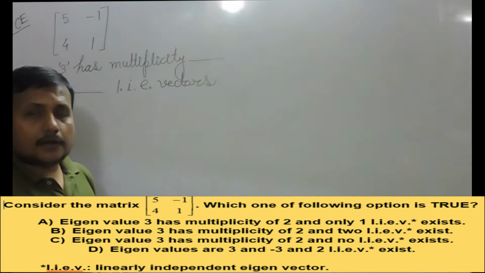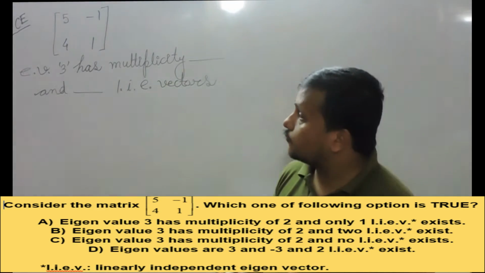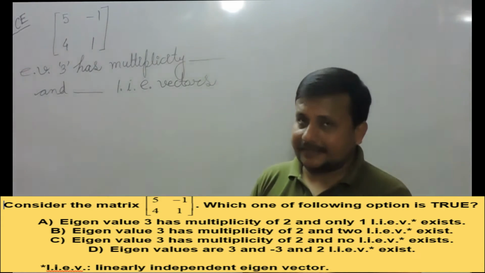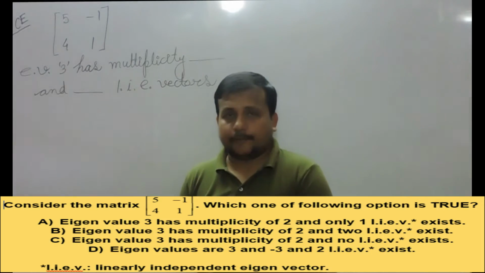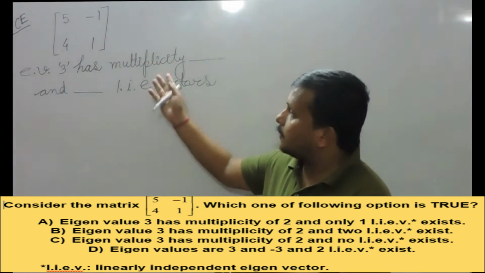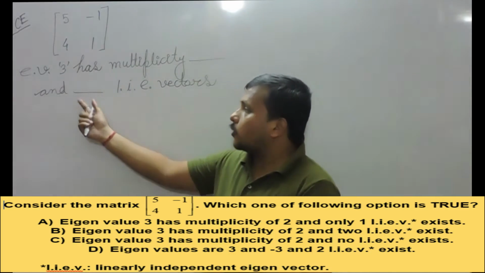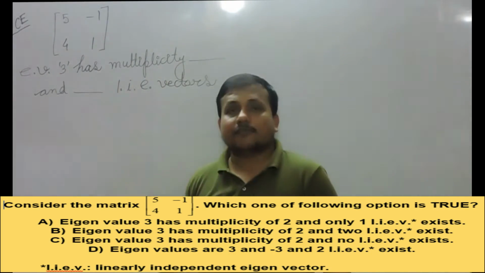Our next question, 17 series, is from the civil engineering stream. In this case, a 2 by 2 matrix is given to you and there are 4 choices. Most of these choices involve an eigenvalue 3. They ask you about the multiplicity of the eigenvalue, and also about the number of linearly independent eigenvectors corresponding to the eigenvalue 3.